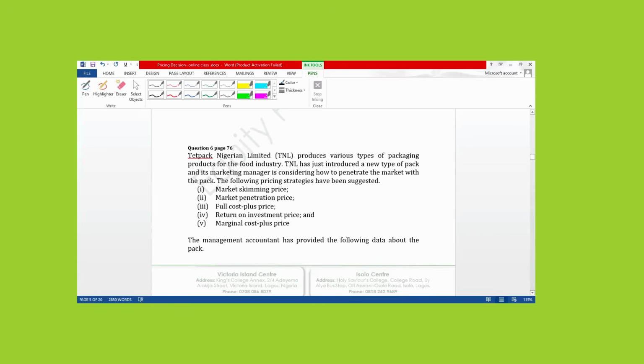The following pricing strategies have been suggested. 1. Market skimming price. 2. Market penetration price. 3. Full cost plus price. 4. Return on investment price. And 5. marginal cost plus price. Next paragraph.